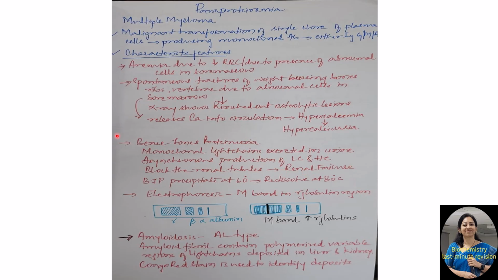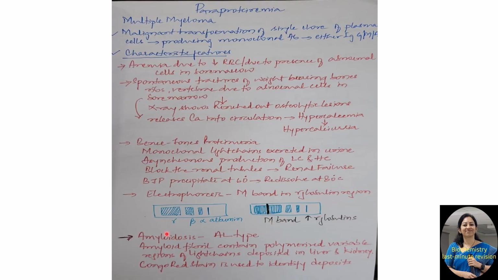Now the characteristic feature of Bence-Jones proteins is that they precipitate at 60 degrees centigrade, and with continued heating, especially at 80 degrees centigrade, they redissolve. This is one of the characteristic features of Bence-Jones proteins. So when the serum sample of this multiple myeloma patient is subjected to electrophoresis, there occurs expansion of the gamma globulin, because there is increased production of gamma globulins, and a characteristic M band is seen in the gamma globulin region.